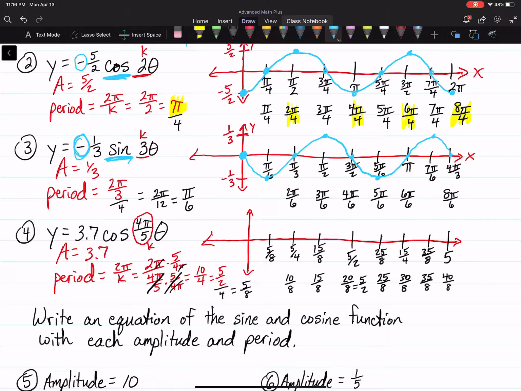Then the graph, you use your rules. We're doing cosine. Cosine starts at the maximum or the minimum, which, by the way, the maximum would be 3.7. The minimum is negative 3.7. And since it's cosine, I'm going to start, notice 3.7 is a positive 3.7, so we'll start at the top, and then you just follow the pattern. So maximum, x-intercept, minimum, x-intercept, maximum, x-intercept, minimum, x-intercept, maximum. And you draw your curve. Ooh, that one was bad.